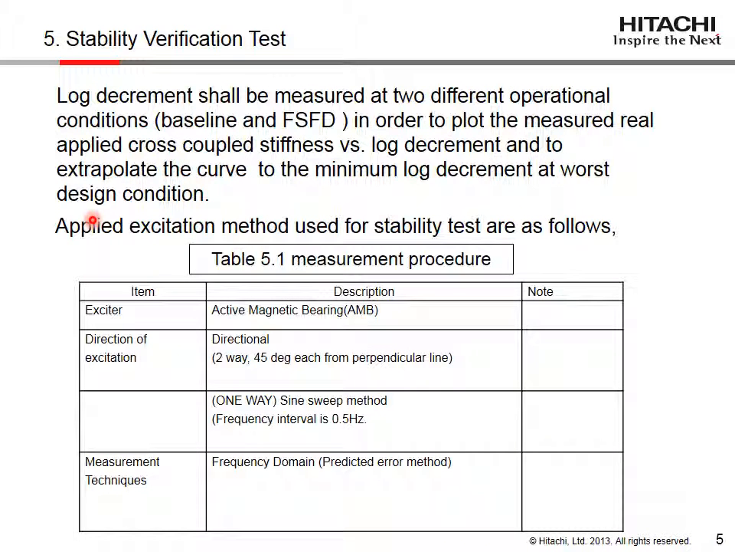Log decrement shall be measured at two different operational conditions, baseline and full speed, full density, in order to plot the measured real applied cross-coupled stiffness versus log decrement, and to extrapolate the curve to the minimum log decrement at the worst design condition. The applied excitation method used for the stability test is shown in this table.